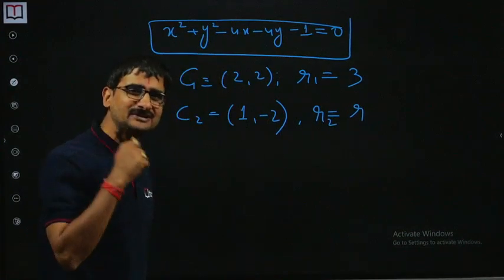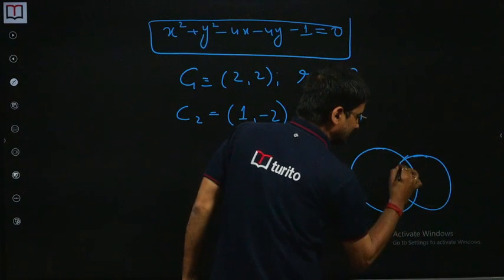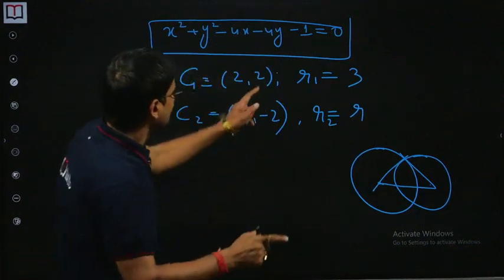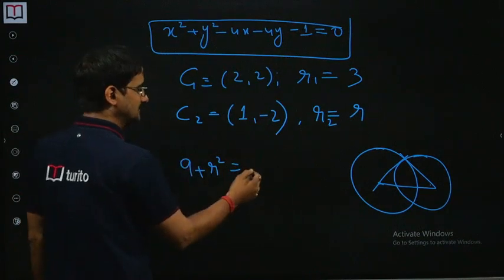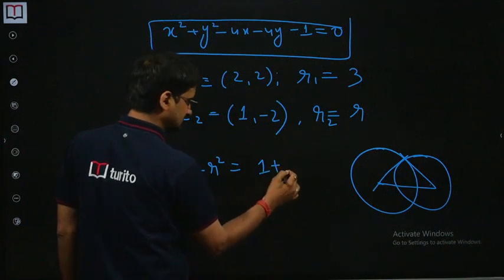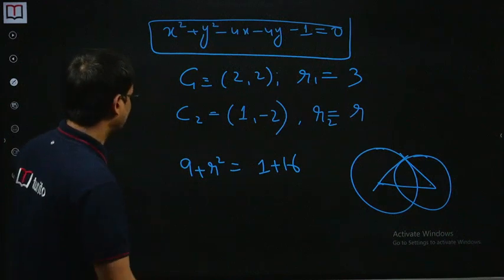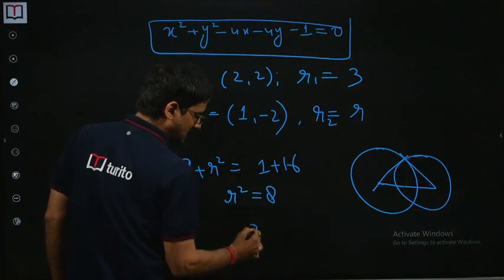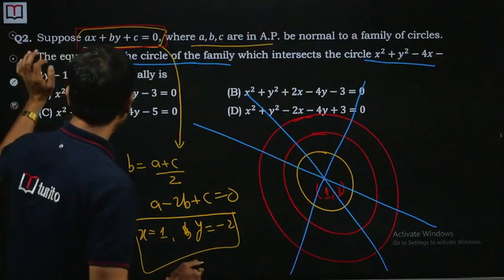Now again I will be using the same geometrical property. Again I am repeating, the sum of squares of the radii is equal to the square of the distance between the centers. So the sum of squares of radii is 9 + r², and the square of the distance between the centers is 1 + 16, that is 4 + 4 + ... 17. So r² is 17 - 9 = 8, so r is 2√2.